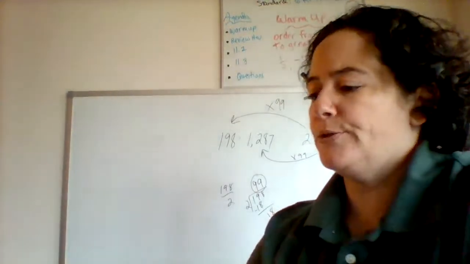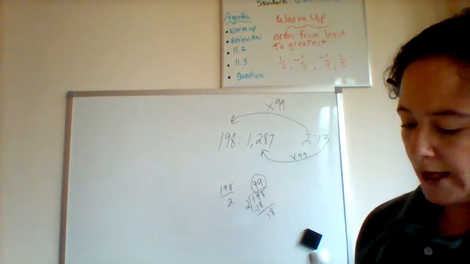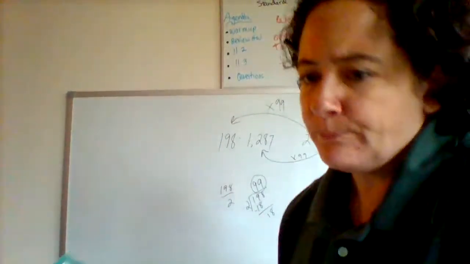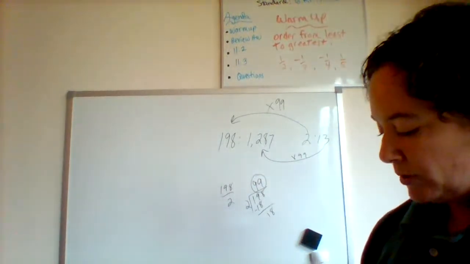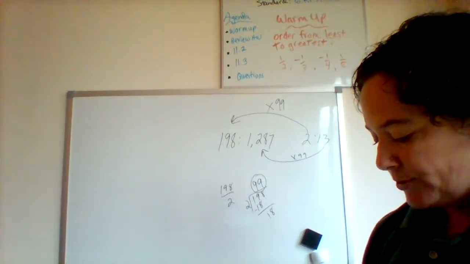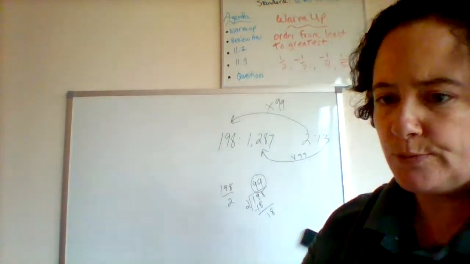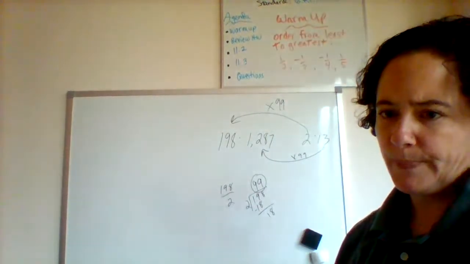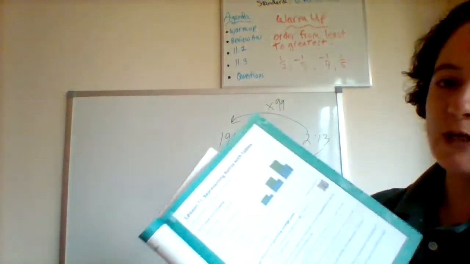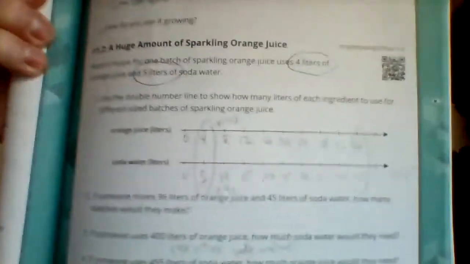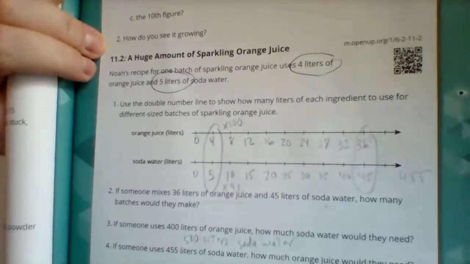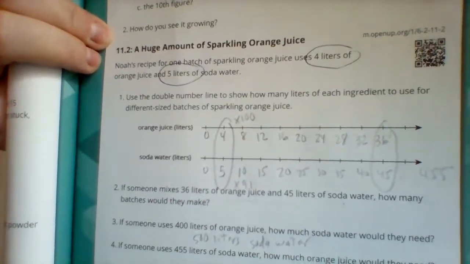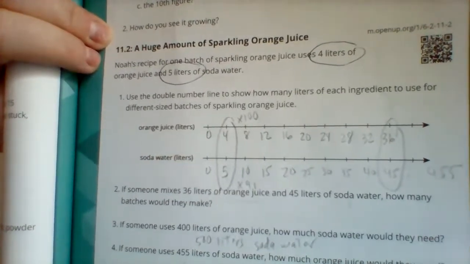Now, for 11.2, hopefully you guys took a look at it and started working on it. Hopefully you guys filled out the double number line. They're starting off by telling you that there are 4 liters of orange juice. We are actually skip counting by what they gave us. So fill this in. Hopefully that's clear. Skip count by 4s and 5s because that's what they gave us.